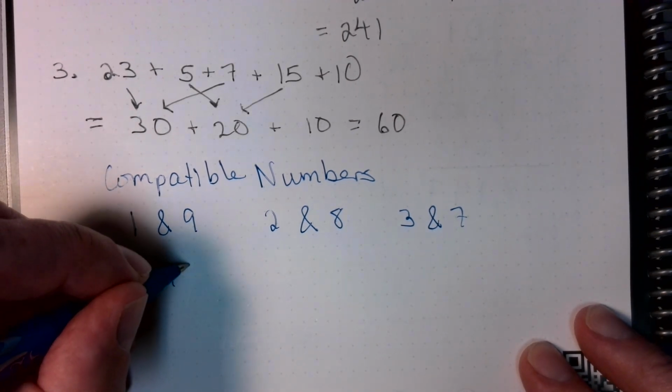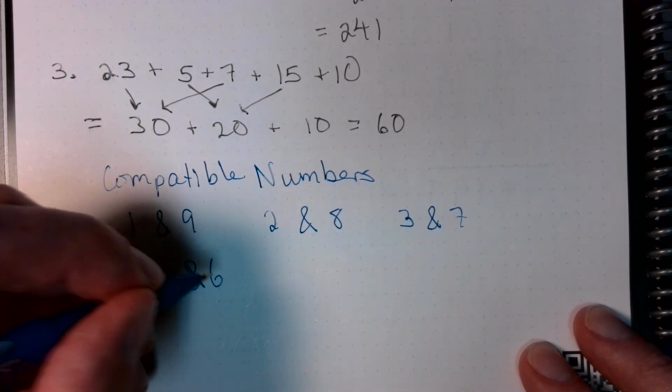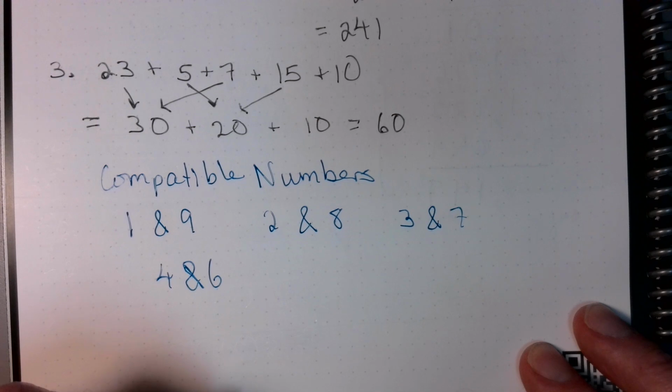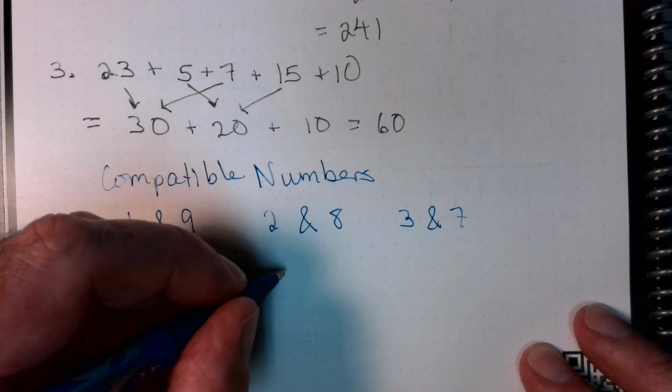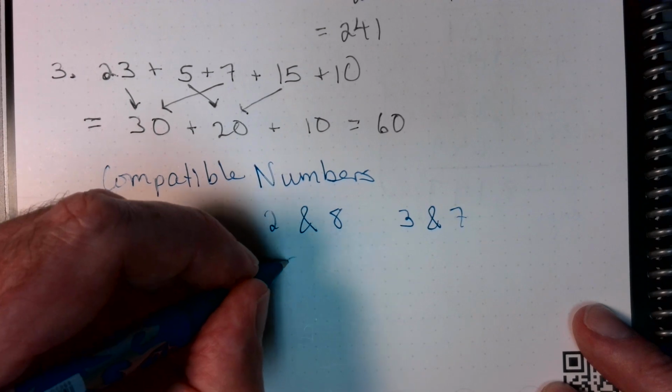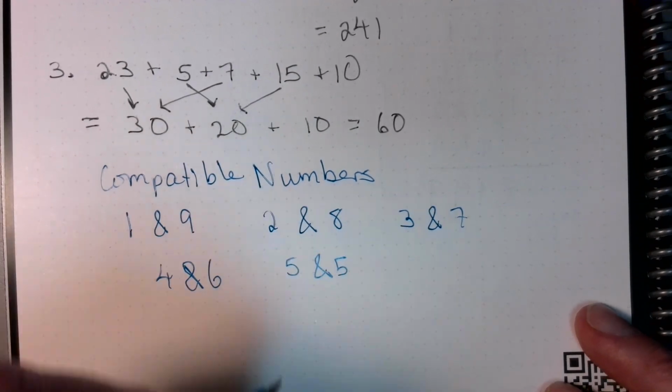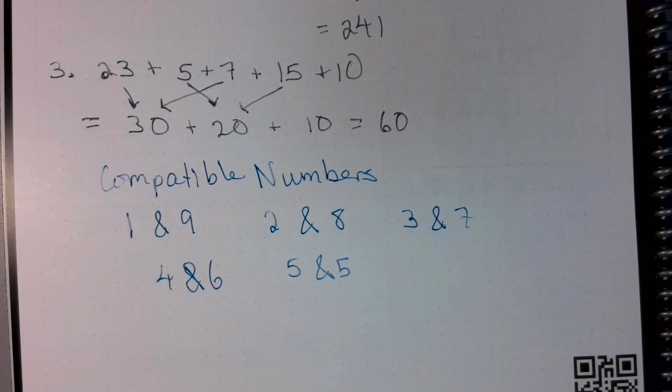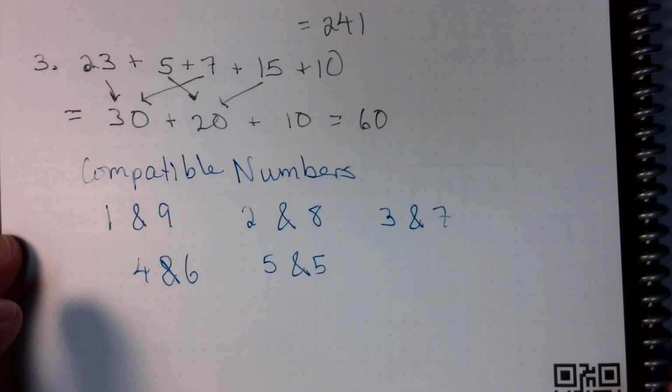4 and 6. And then, of course, 5 and 5. Anything with a 5, look for another 5, to have a pair of compatible numbers. Okay.